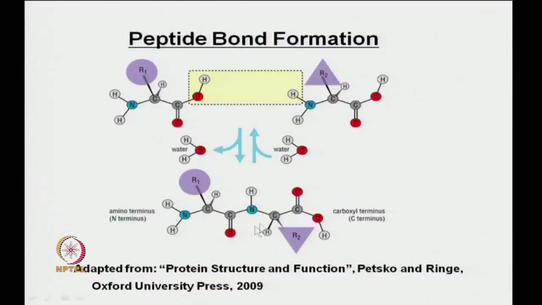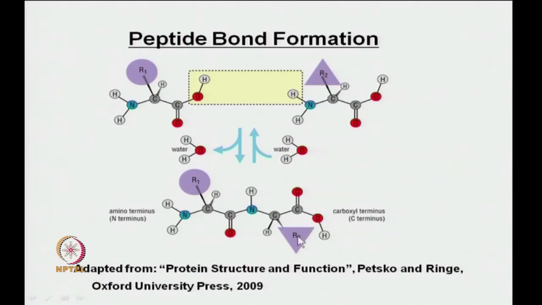Then, when you are forming this peptide bond, if you look very carefully at the structure, on one side you have this amino group, and on the other side you have the carboxylic acid group. This amino group comes from the amino acid to your left, and this carboxylic acid group comes from the amino acid to your right.